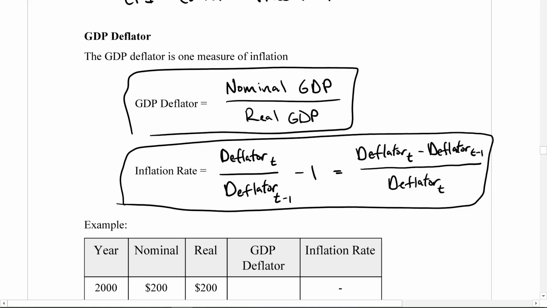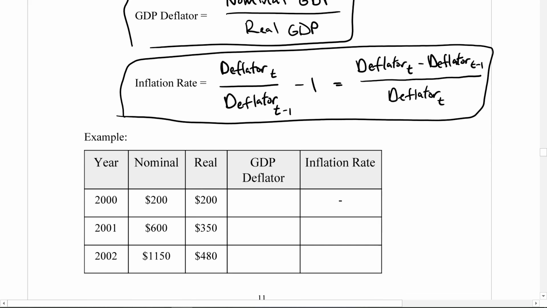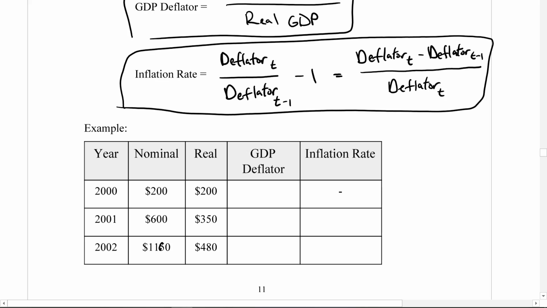Okay, so we saw in our last video the calculation of nominal and real GDP, and now we're going to use them again and just look at the inflation rate. So the GDP deflator in the base year is always really easy. It's just 1, right? Nominal GDP divided by real GDP is equal to 1 in this case.